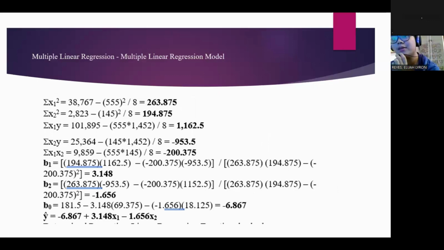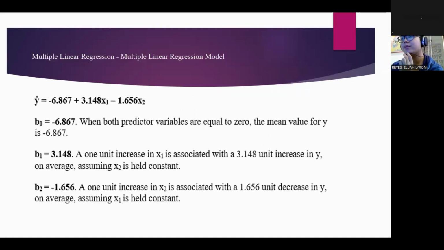y equals negative 6.867 plus 3.148 x1 minus 1.656 x2. So the meaning of this is, for b sub 0, which is negative 6.867, when both predictor variables are equal to 0, the mean value for y is negative 6.867. For b1, 3.148, a 1-unit increase in x1 is associated with a 3.148 unit increase in y on average, assuming that x2 is constant.